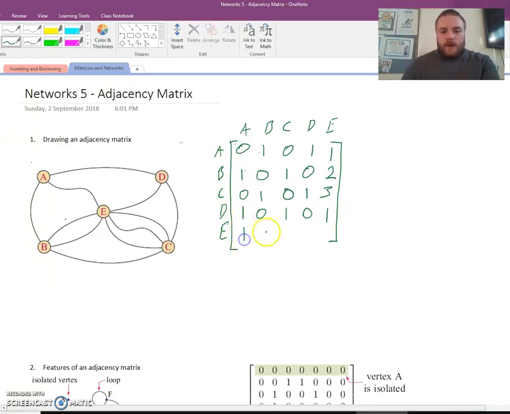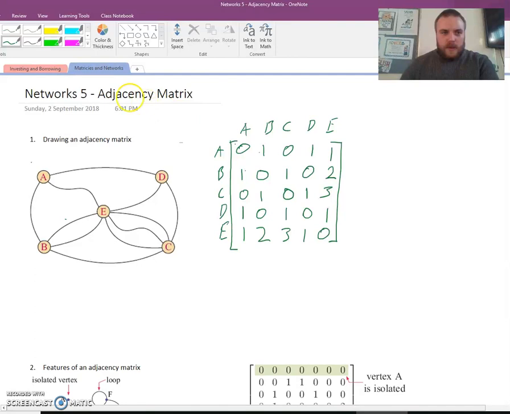E to A, we've got 1 connection. E to B, there are 2. E to C, there are 3. E to D, there is 1 connection, and E to E, there are none.